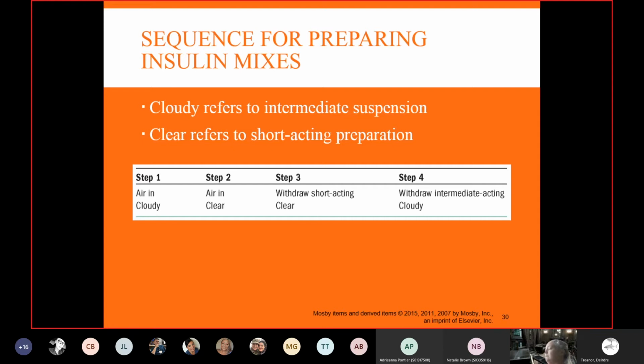So, your sequence. Remember, cloudy is the intermediate, clear is the short or more rapid acting. So, step 1, you're going to put air into the cloudy. Step 2, you're going to put air into the clear. Then you're going to withdraw the clear and then the cloudy. Okay, so this is literally step by step, guys. Circle, highlight, whatever you need to do. These are the steps. Always, always, always draw clear to cloudy.